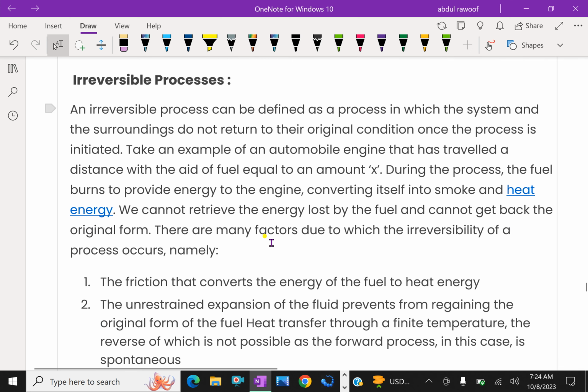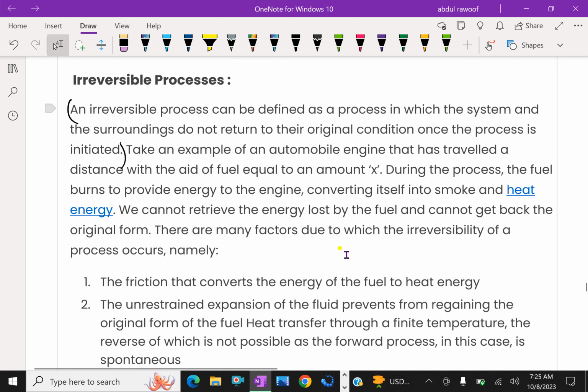Next, the irreversible process. An irreversible process can be defined as a process in which the system and the surroundings do not return to their original conditions once the process is initiated. Take the example of an automobile engine that has traveled a distance with the aid of an amount X of fuel. During the process, the fuel burns to provide energy to the engine, converting itself into smoke and heat energy. We cannot return the energy lost by the fuel and cannot get back its original form. Once used, we cannot get the fuel back.